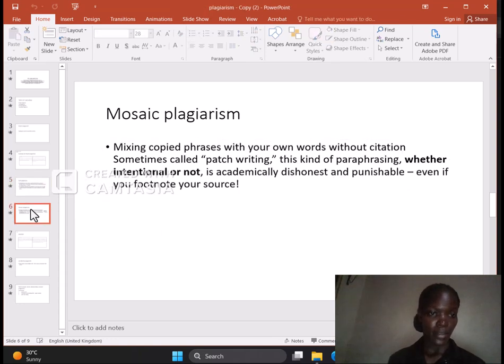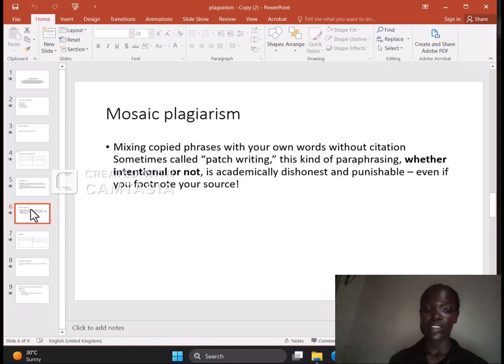Then the other one is mosaic plagiarism, and this one is simply mixing copied phrases with your own words without citation, sometimes called patch writing. You mix your own words with another person's work, and yet at the end of it all, you do not cite the source you used. Instead you mix words and phrases from someone's work and your own work to come up with one overall assignment, which is not right.